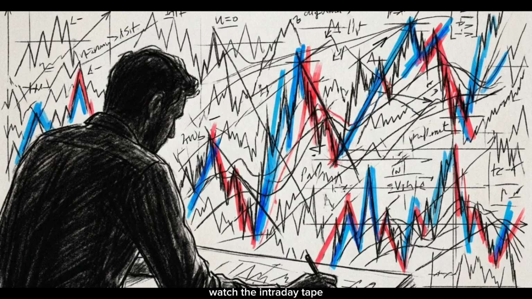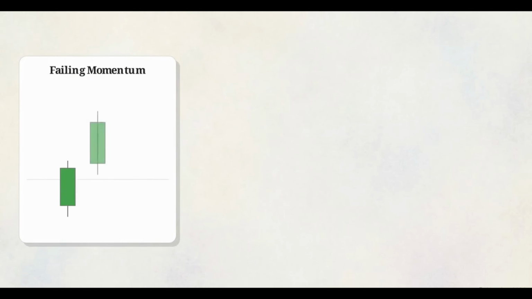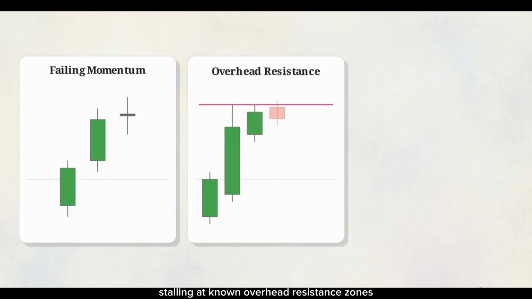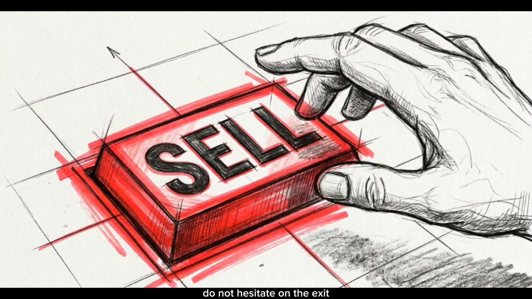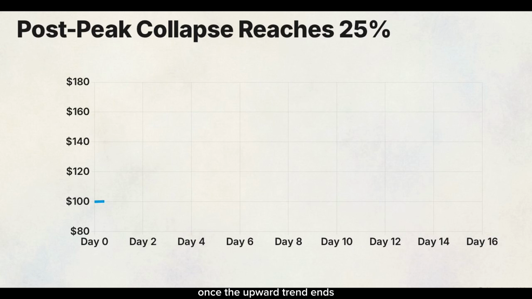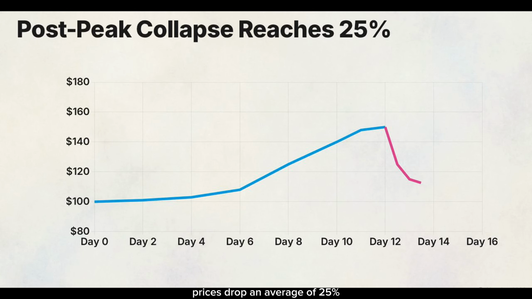Watch the intraday tape for immediate visual exit triggers: failing momentum, stalling at known overhead resistance zones, or the formation of lower highs. Do not hesitate on the exit. Delays frequently result in selling into a rapid downdraft. Once the upward trend ends, prices drop an average of 25%.